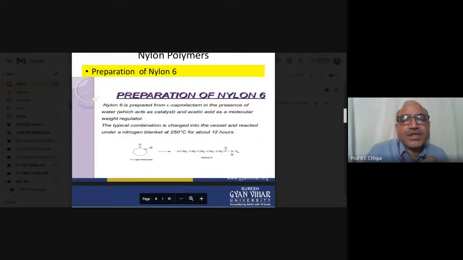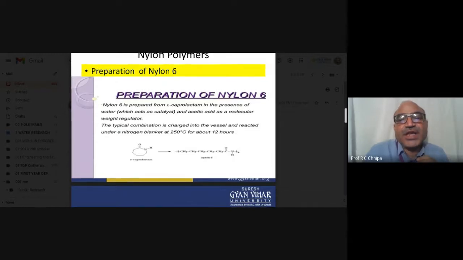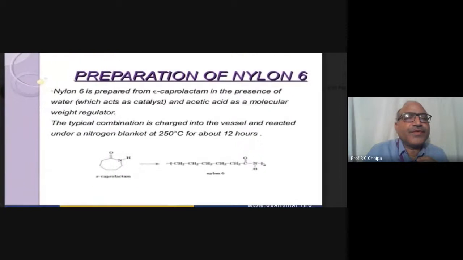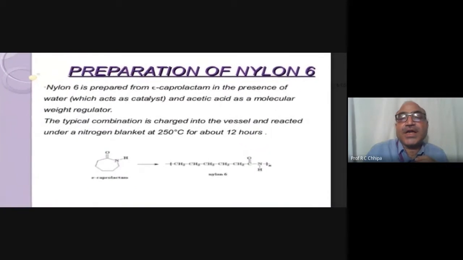Now we can say this is the preparation of a very simple one, that is nylon 6. Nylon 6 is prepared from epsilon caprolactam in the presence of water, which acts as a catalyst, and acetic acid as a molecular weight regulator. So nylon 6, this is one of the starting nylons. Here first of all, epsilon caprolactam, the cyclic compound where the carbon double bond oxygen and then NH group is there.